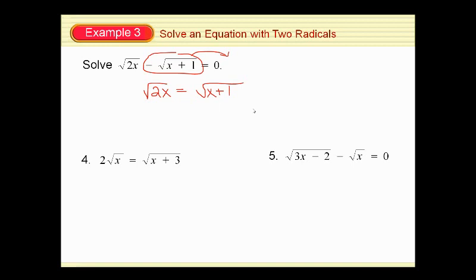And now I can start messing with those bombs separately. So I'm going to square this because I want to get rid of that radical. And I'm going to square this because I do the same thing to both sides. All that squaring does is get rid of the radical, so I end up with 2x equals x plus 1. I'm going to get all my x's on the same side, so that's minus x, and I end up with x equals 1.